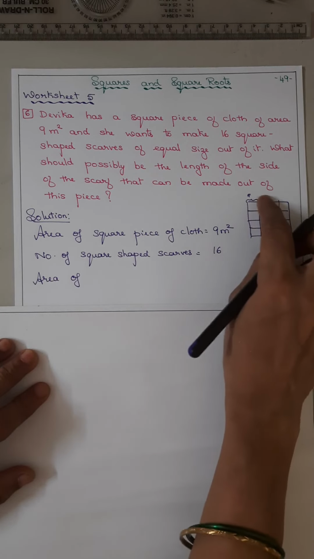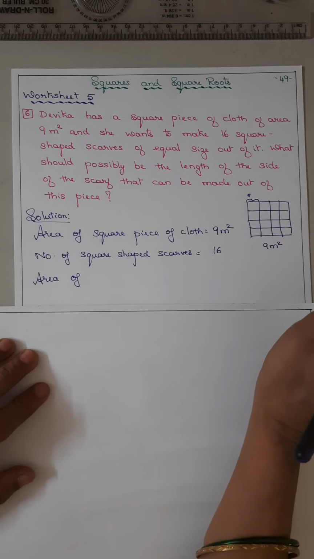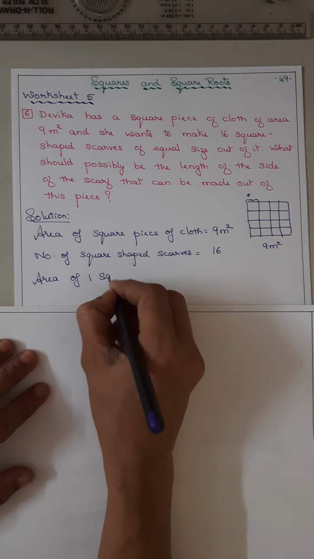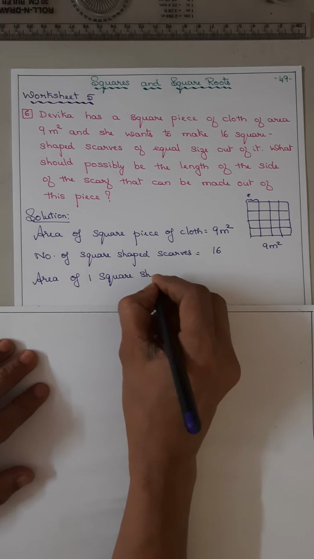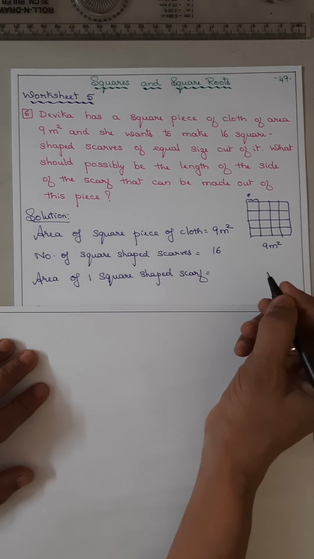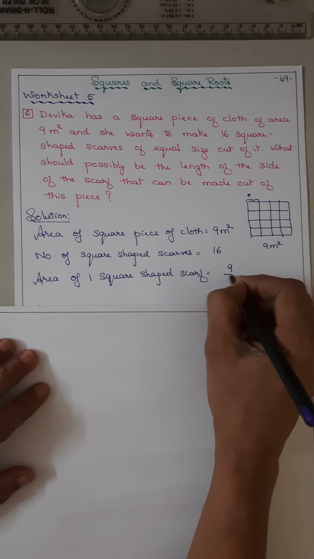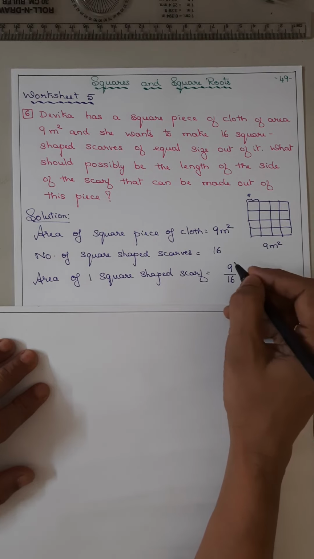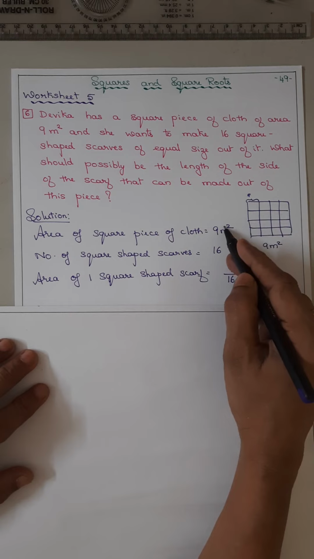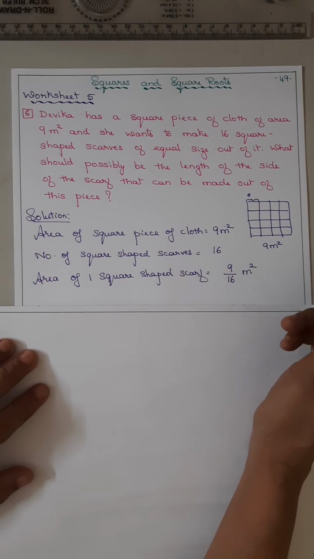so from one big square we got 16 small squares, so what will be the area of the small squares? Area of 1 square shaped scarf. How much will the area of one square be? The big one is 9, and how many pieces are there? 16. So 9 upon 16 meter square. So total area is 9, 16 pieces are there, so we have to divide 9 by 16.